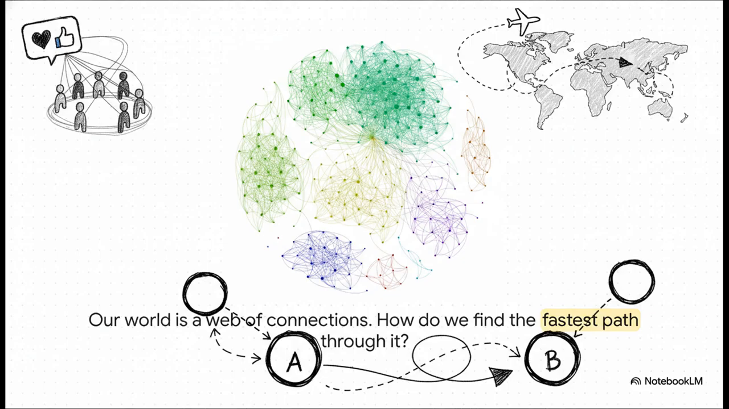Our whole world is basically one giant web of connections, right? You've got your friends on social media, flights zipping across the planet. It's all just one massive network. So the real question is, when you have a network with billions of points, how in the world do you find the shortest path from A to B without getting totally lost in the process?